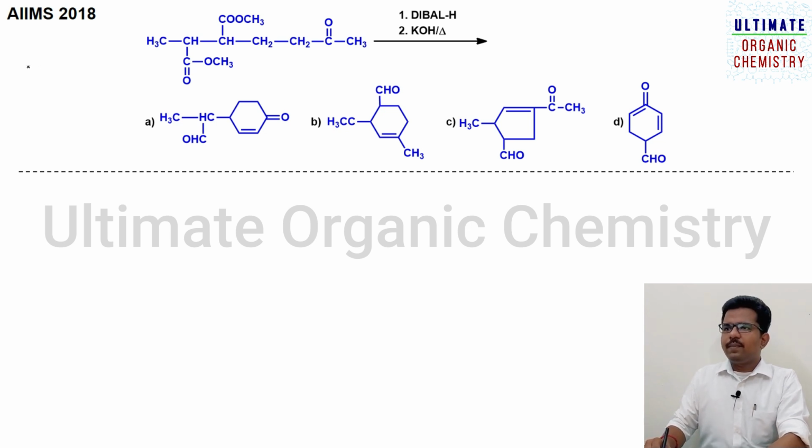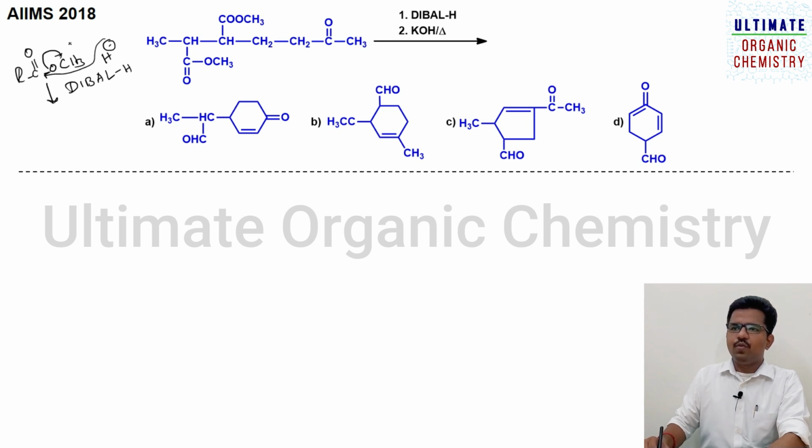So what happens when an ester reacts with DIBAL, which is a very good hydride donor, which will selectively react with the ester, and the methoxy will be removed as O minus methoxy, and it will lead to the formation of an aldehyde. So the ester will be converted into an aldehyde. That you need to know.